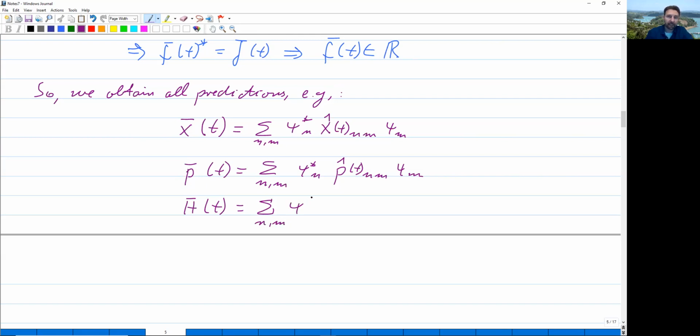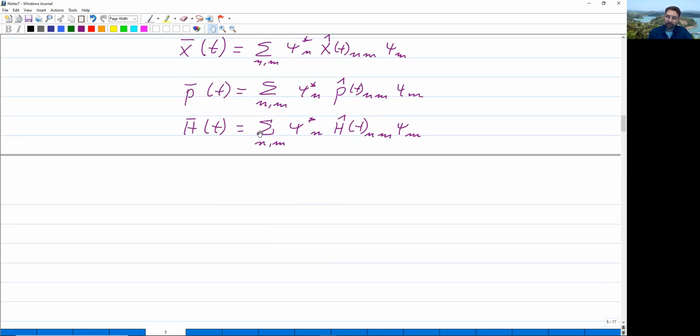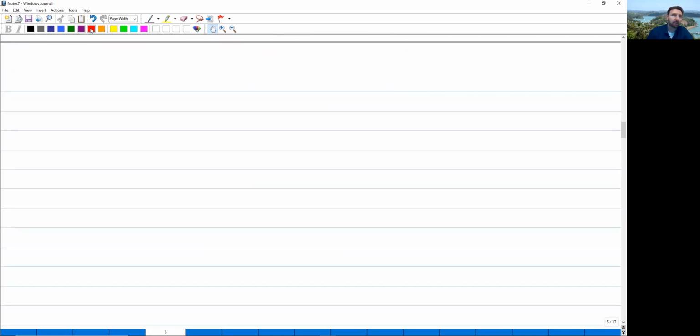So for example, for the energy, we of course also have this then, for the Hamiltonian, and for any other variable such as angular momentum as well. This is the procedure for calculating from the matrix valued solution what the number valued prediction is for all times. So this means we did it, right? Let me write this out. We did it.